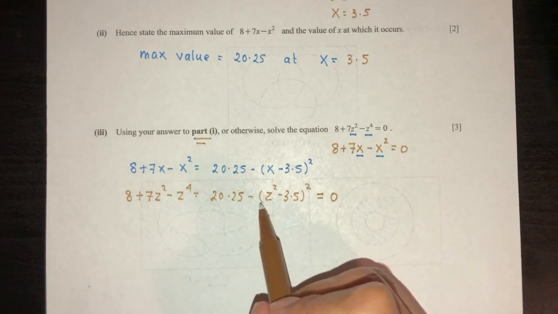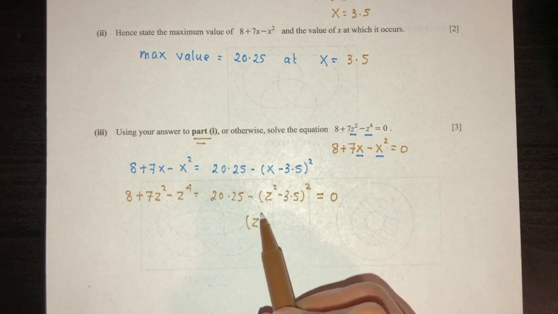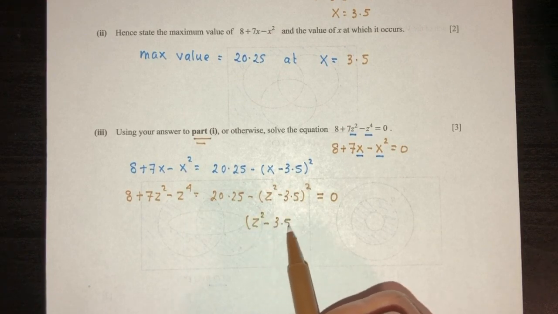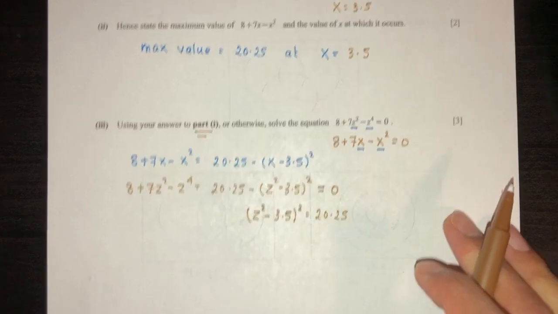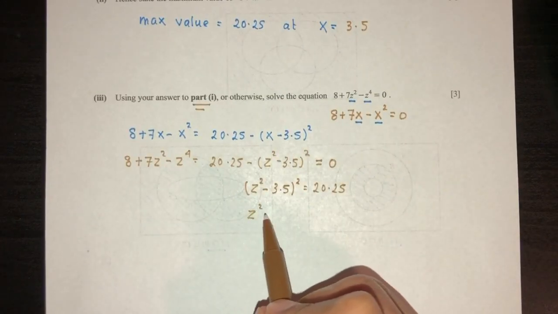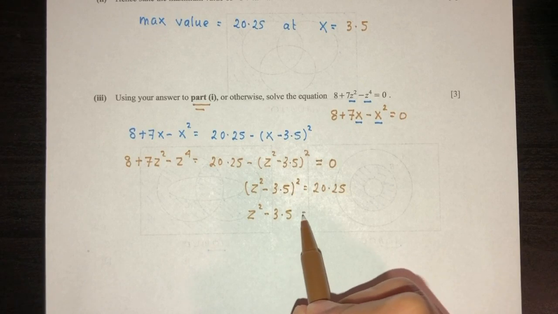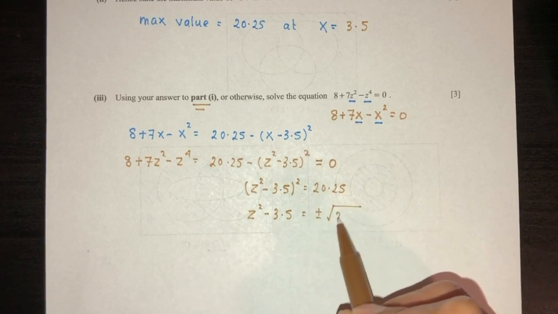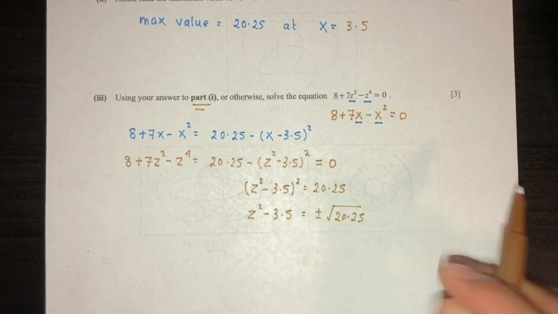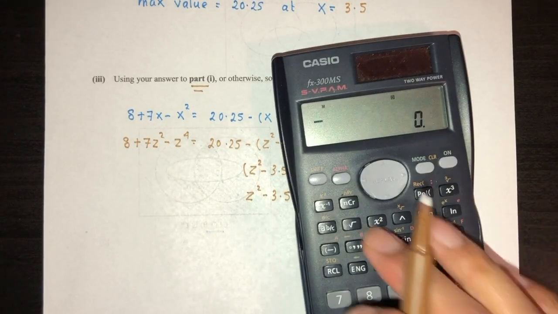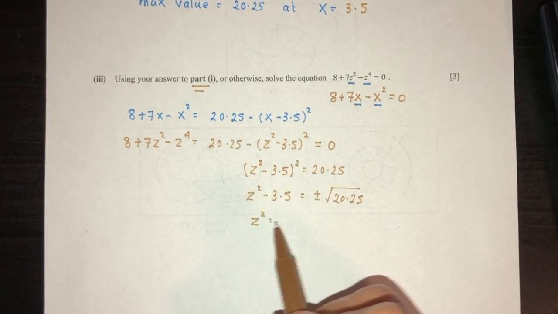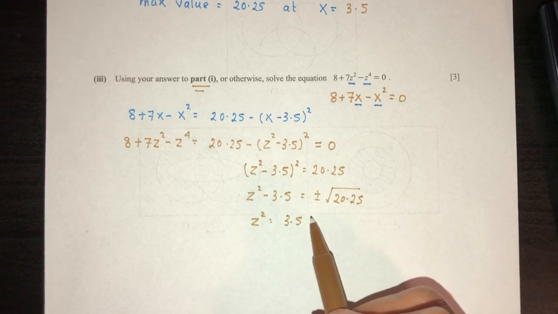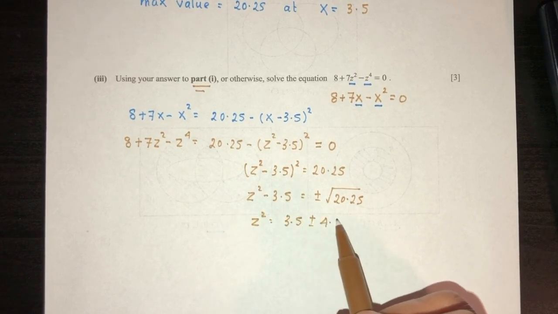Next step, we have to send this over here. You will have (z squared minus 3.5) squared equal to 20.25. So z squared will be 3.5 plus minus root of 20.25. Okay, so what is that? That should be 4.5. So z squared will be 3.5 plus minus 4.5.